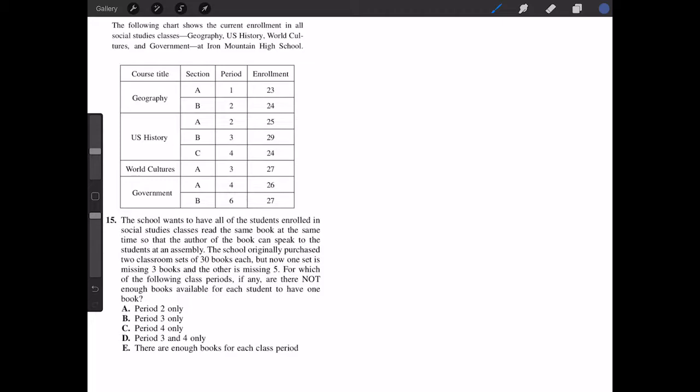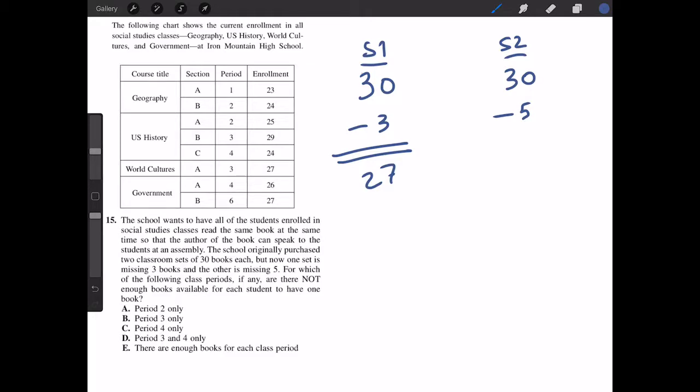The school originally purchased 2 classroom sets of 30 books each. So we can write that there, set 1, and then set 2, 30 each. But now, one set is missing 3 books. So set 1, say, would have 27 books available, while the other one is missing 5. That means that it'll only have 25 books available.